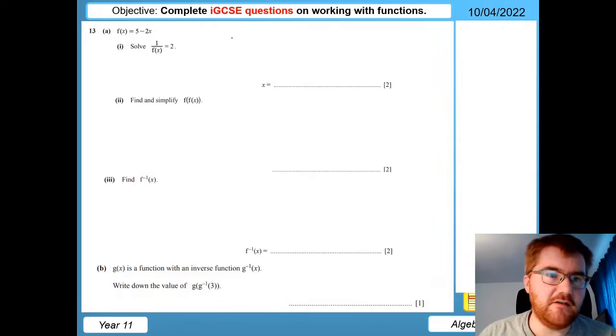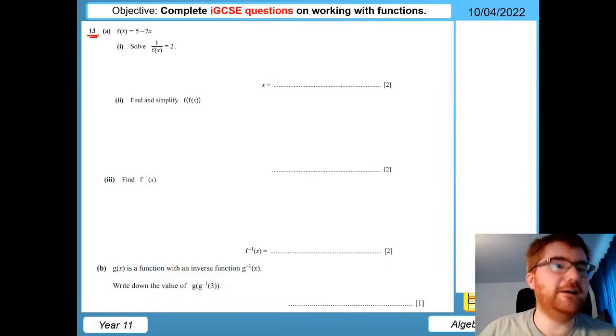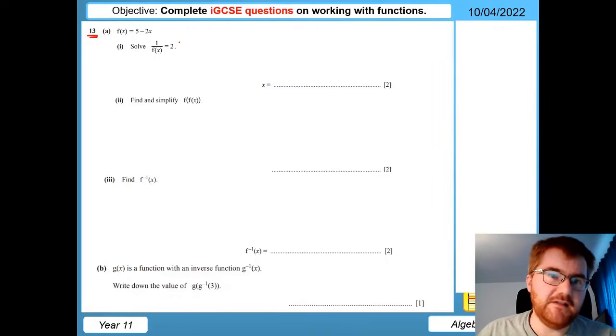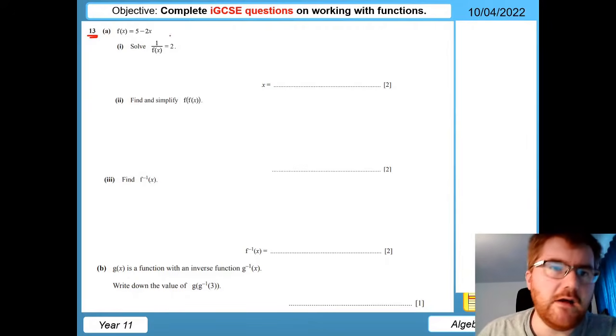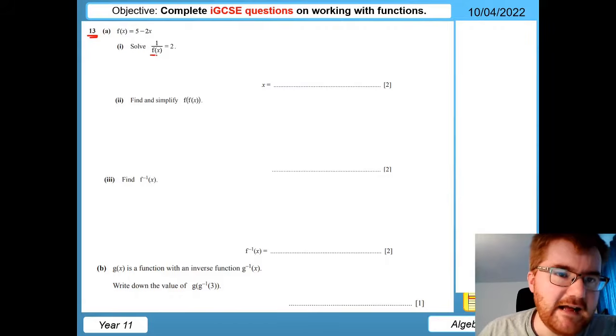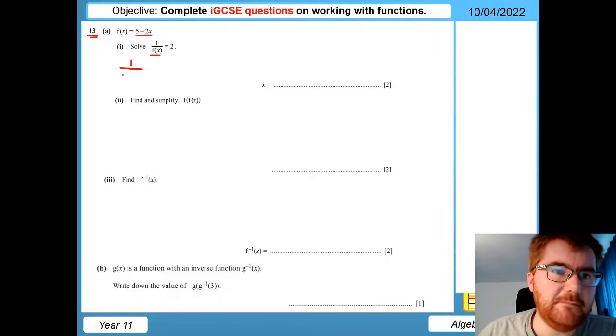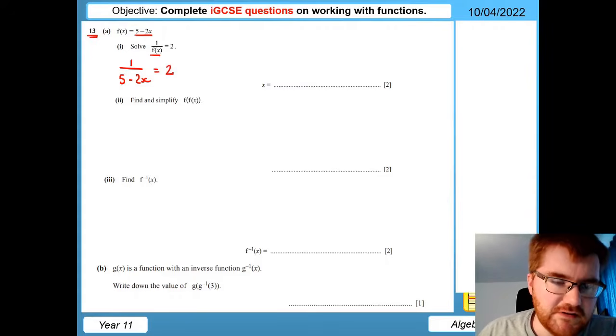Right, let's get started. So we've got question 13, unlucky for some, hopefully not for us. So we've got f of x is equal to 5 minus 2x, and we need to solve this equation. So I'm going to copy it out, and wherever I see an f of x, I'm going to replace it with 5 minus 2x. So I get 1 divided by 5 minus 2x is equal to 2.